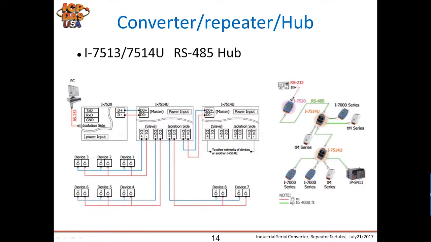I7514U is a 4-channel RS-485 active star wiring hub. It has 4 independent RS-485 output signal channels and 1 RS-485 input channel. Each output channel is equipped with an individual driver. The data from a master to the input channel will simultaneously be forwarded to all 4 output channels.